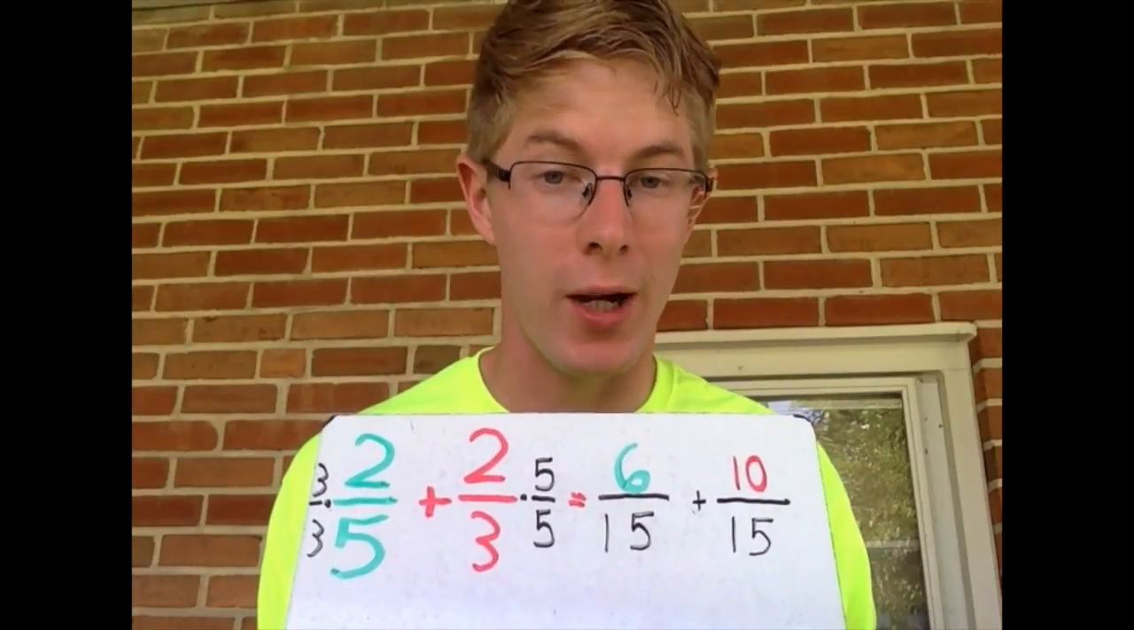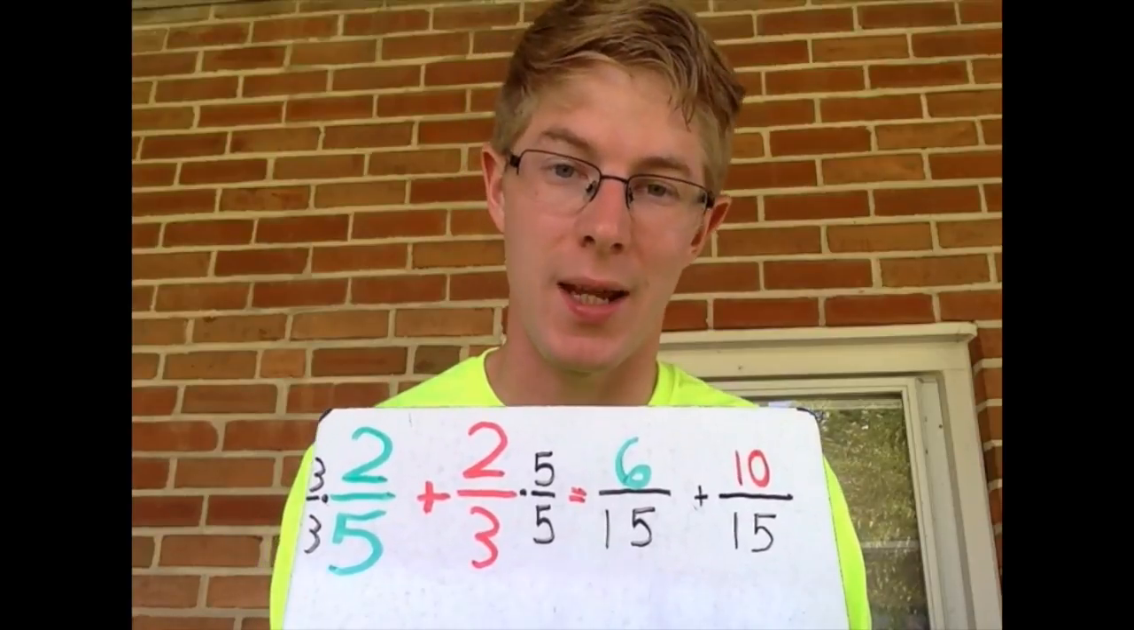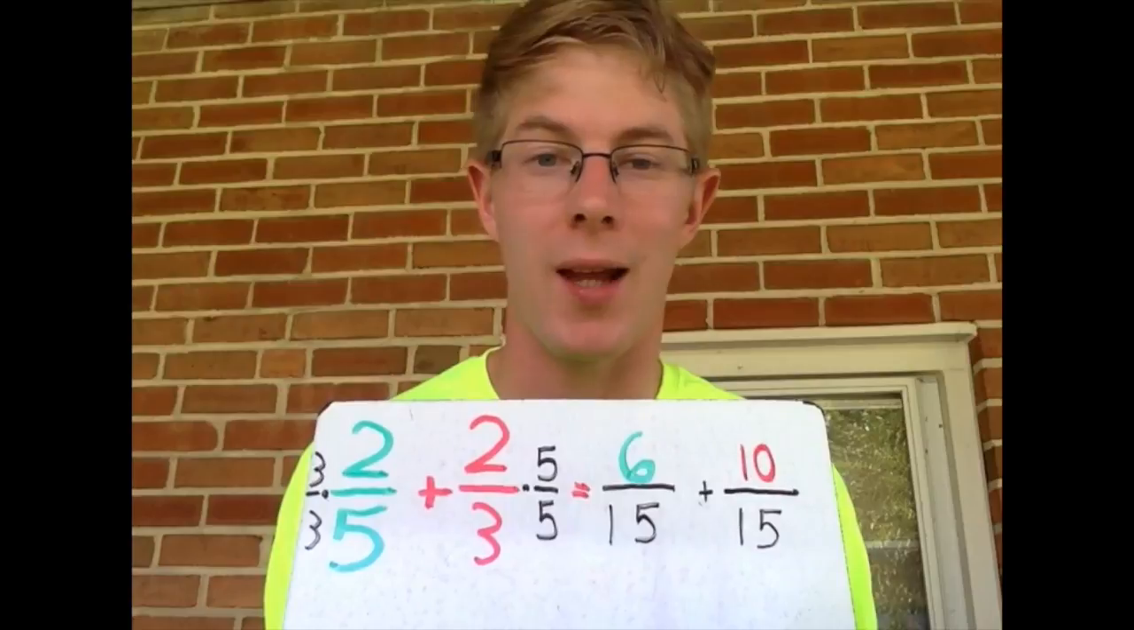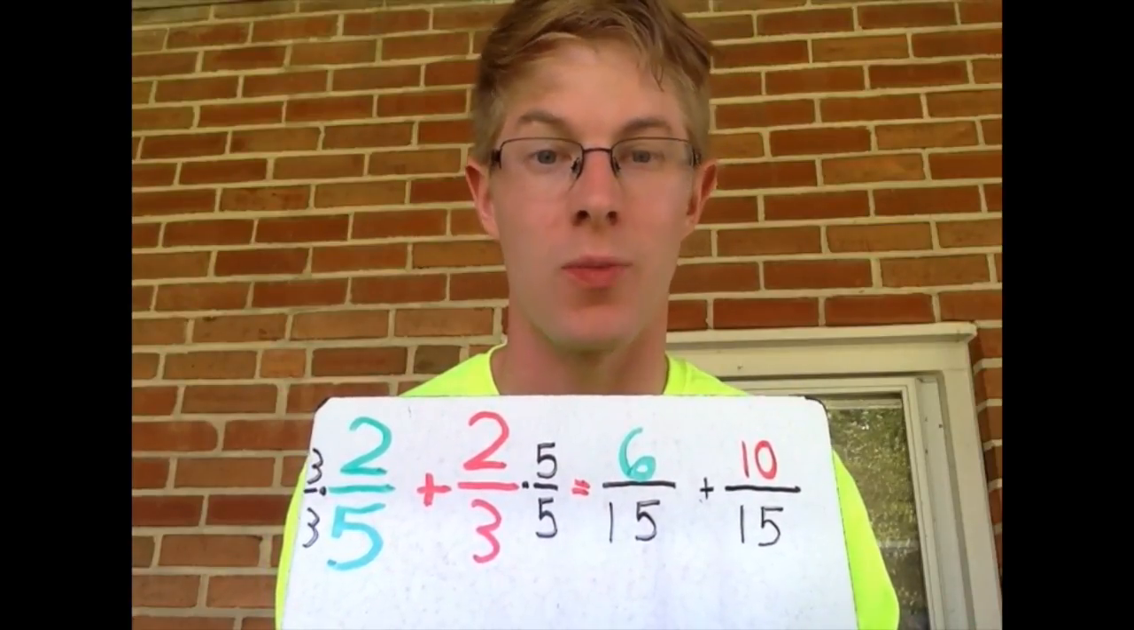If this were a subtraction problem, we would take the 6 minus the 10, and that would give us a different numerator. So the only difference here with adding and subtracting is just one, we're going to add the numerators. Subtraction, we're going to subtract the two numerators, but the denominator stays the same. So we've put them together into one fraction, and we end up getting 16 over 15.